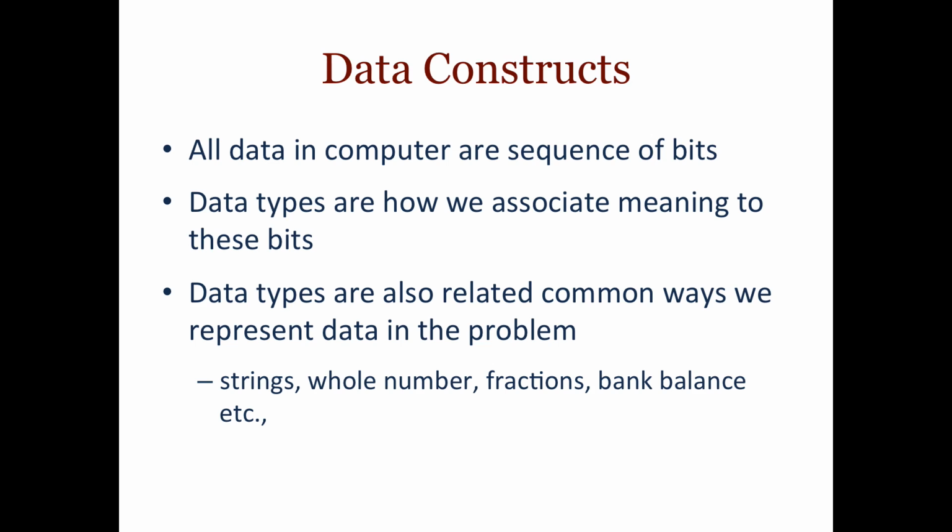And data types also have related things you do with that data. If you have an int, you add, subtract, multiply, divide. If you have a string, you concatenate, you take substrings, so you have certain things you do. If you have arrays, you have certain operations you do on arrays: how many things are in the array, get an element out of the array. So for every data type, you have a very specific interface to how you access or work with that data. Data types are also related to common ways we represent data in the problem. So we may have a problem that has fractions or a bank balance.